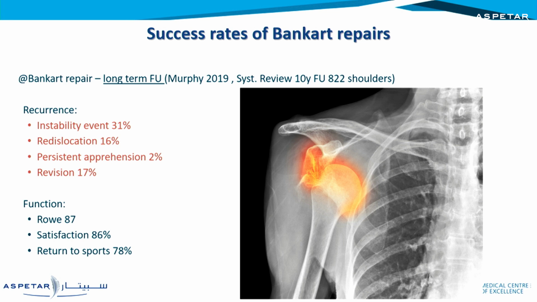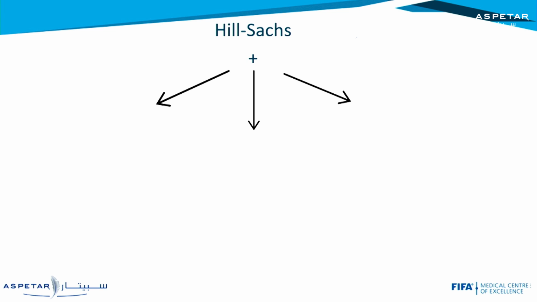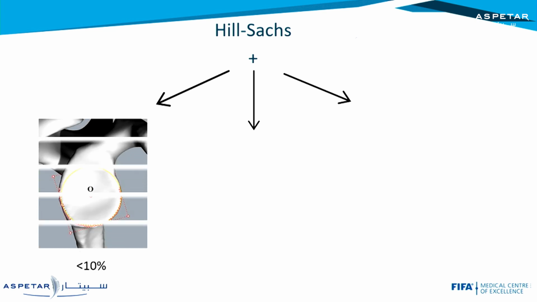So currently, what I am using: in the beginning, I accept all patients who have a Hill-Sachs, even small, even big. I accept all patients who have a Hill-Sachs, and I make my decisions according to the glenoid. If the glenoid defect is less than 10 or only soft tissue, I treat it in another way.